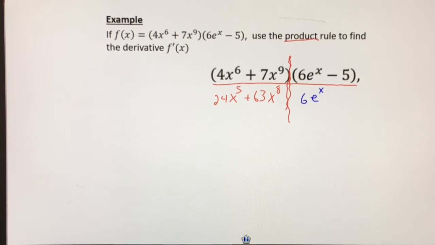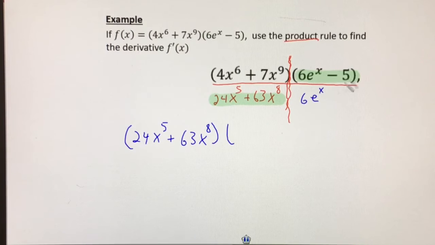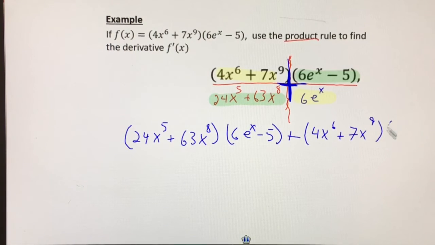And then I crisscross applesauce. I'm going to do this derivative times this derivative. You just got to set up some parentheses. You just got to quantify everything. 24x to the 5th plus 63x to the 8th, times, and that one's already in parentheses, 6e to the x minus 5, close parentheses. And then see the plus sign? That's the quantifier. So I'm just going to add these two derivatives. This times that, I'm sorry. I multiply them. So that's going to be parentheses 4x to the 6th plus 7x to the 9th, parentheses 6e to the x. Sometimes you don't even have to put that in parentheses. You can just leave it hanging out there at the end.